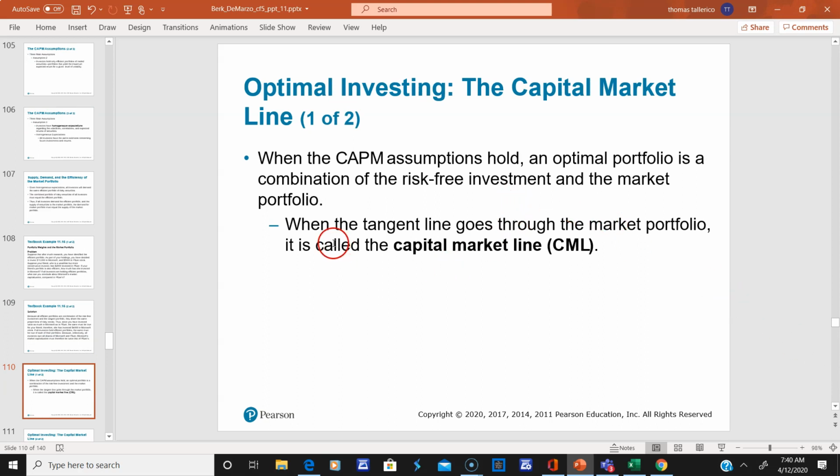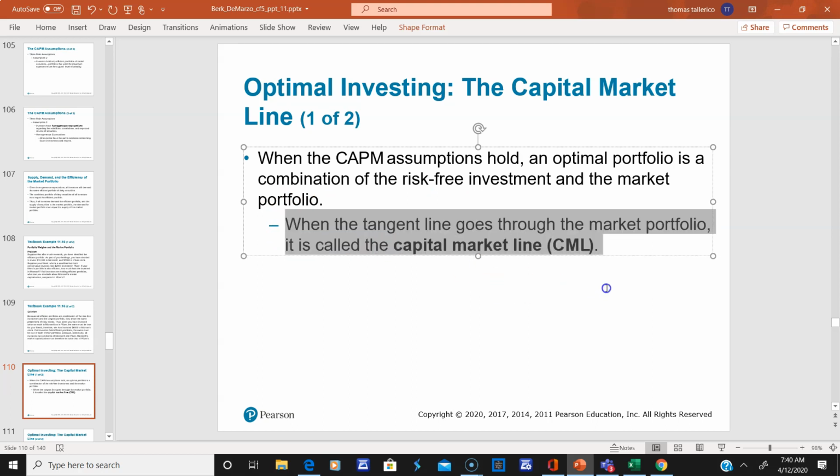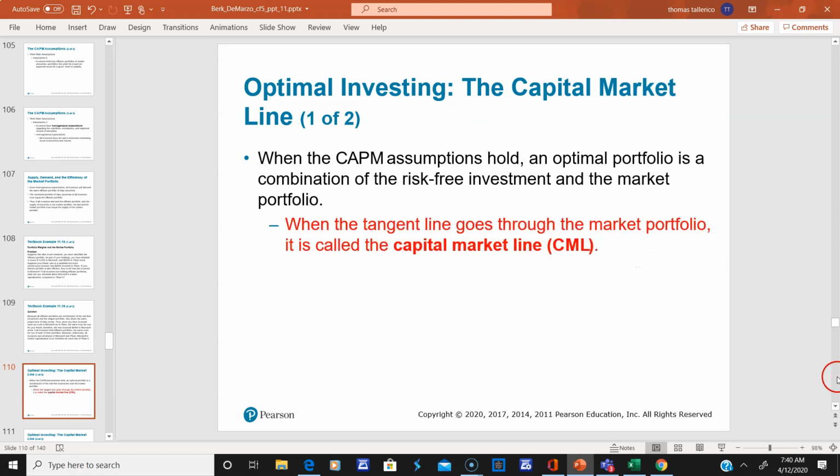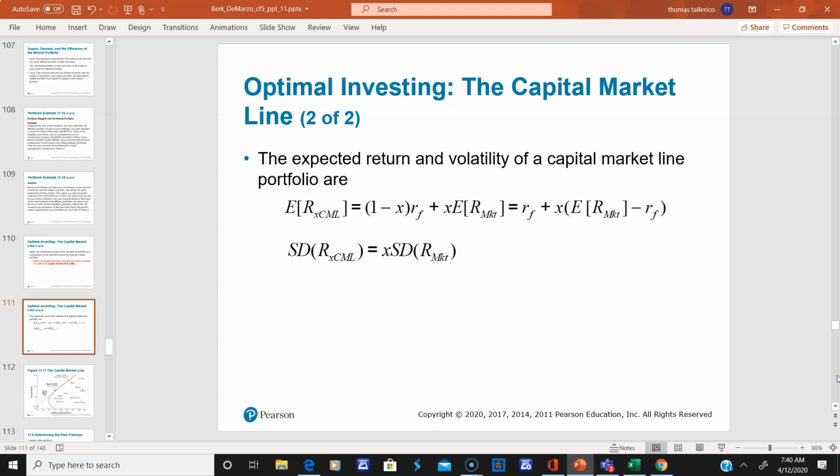There's a thing called the capital asset pricing model, or the security market line, or the capital market line. When the tangent line goes through the market portfolio, it's called the capital market line. Again, you'll see the form of the capital asset pricing model.